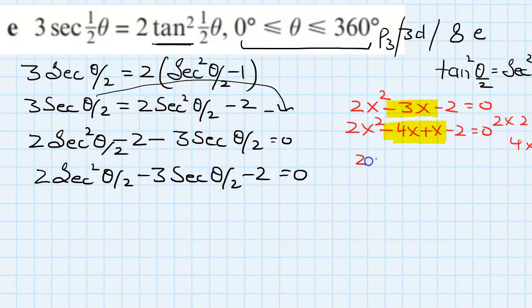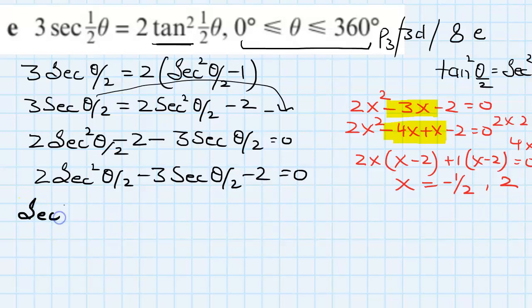So this is 2x common, x minus 2, plus 1 common, x minus 2 is equal to 0. So you can see that x is equal to minus half and x is equal to 2. So by this we can say directly that sec theta over 2 is equal to minus half and sec theta over 2 is equal to 2.